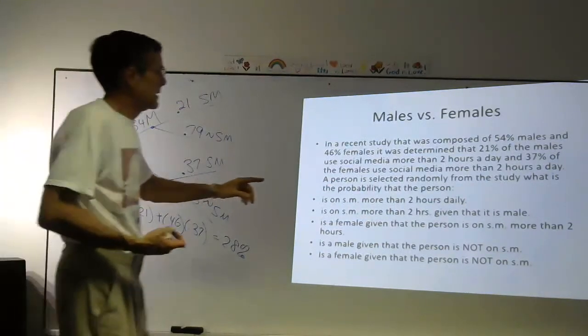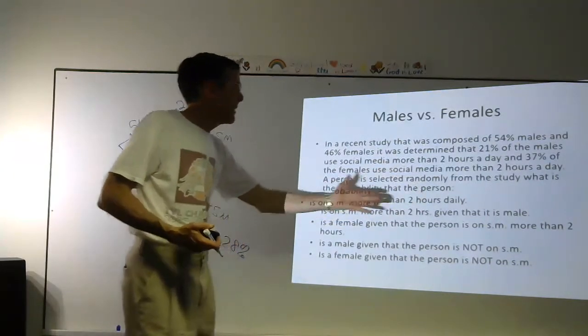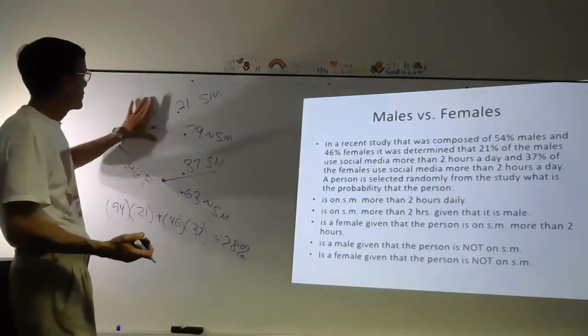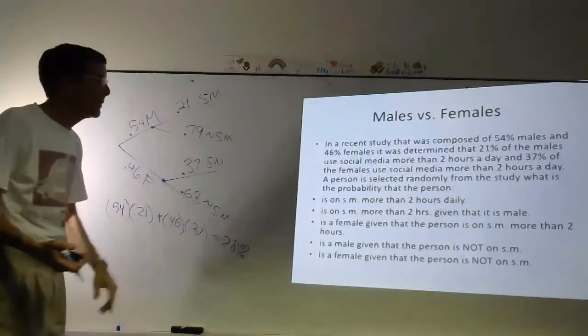What's the probability that someone is on more than 2 hours given that it's a male? That's easy. If it's a male, the probability they're on social media more than 2 hours is 21%, no work.